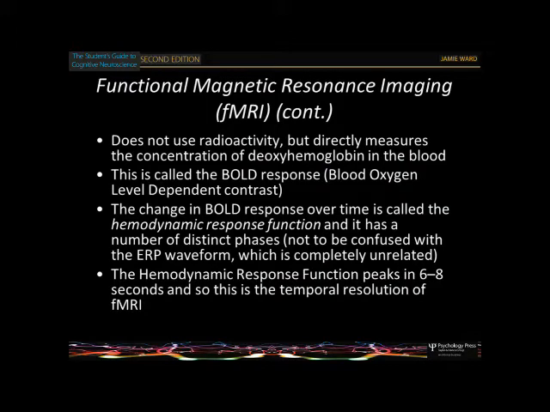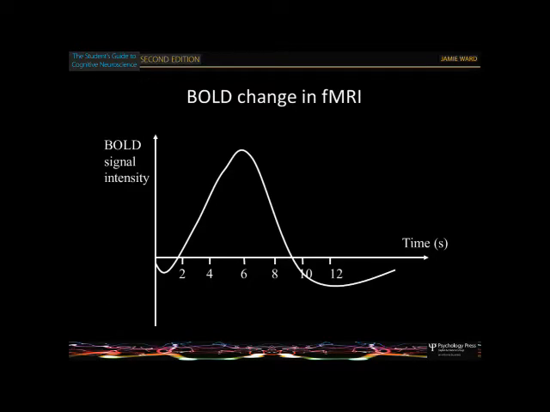And the way that this bold response changes over time is what's called the hemodynamic response function. This isn't to be confused with an ERP waveform. Okay? So this is basically what you are measuring when you're doing an fMRI experiment. And what you're doing is measuring it at each different point in space, so you're measuring this in the whole brain. And I'll come to that.